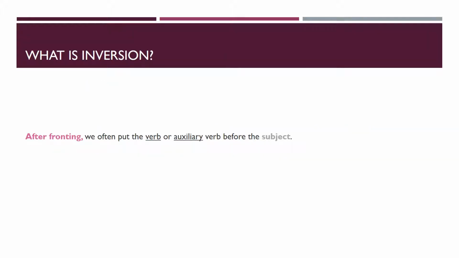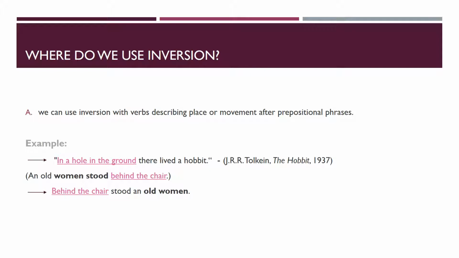Then we have inversion. What is inversion? It's when we put the verb or auxiliary verb before the subject. Where do we use inversion? Inversion can be used with verbs describing places or movements after prepositional phrases. For example, in a hole in the ground there lived a hobbit.